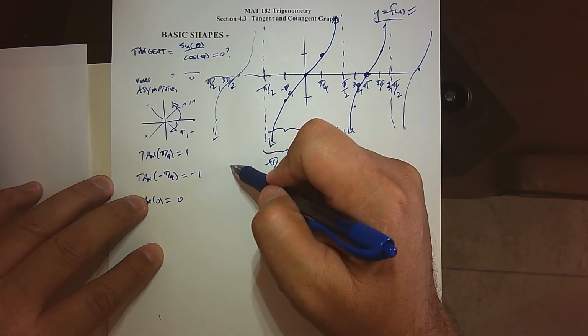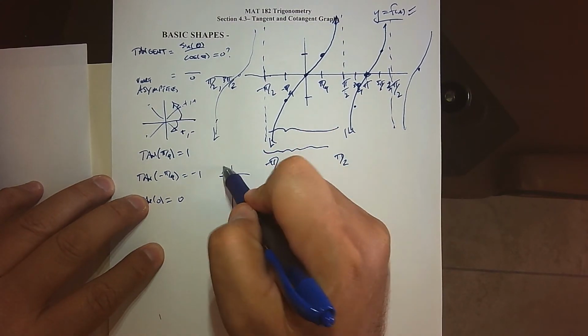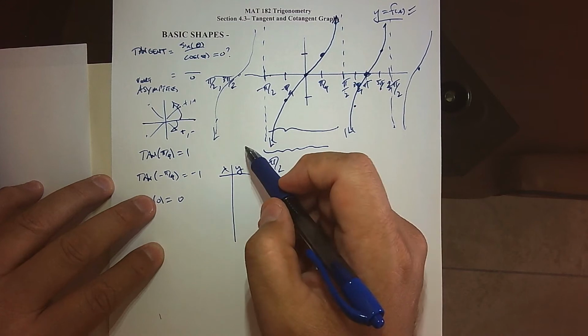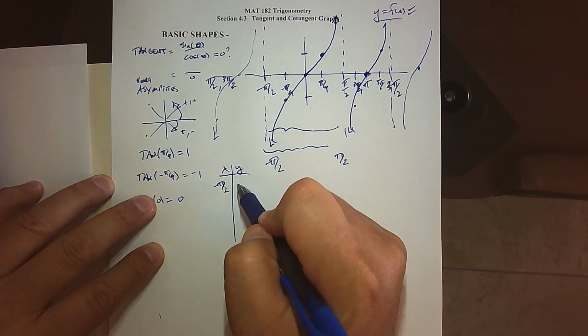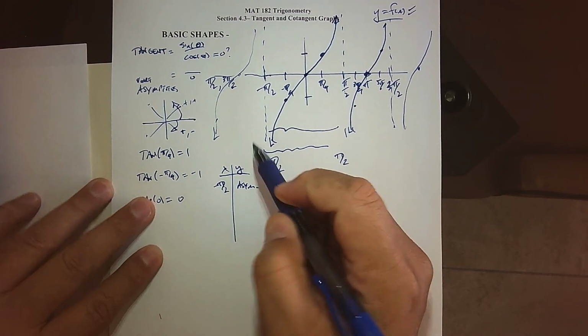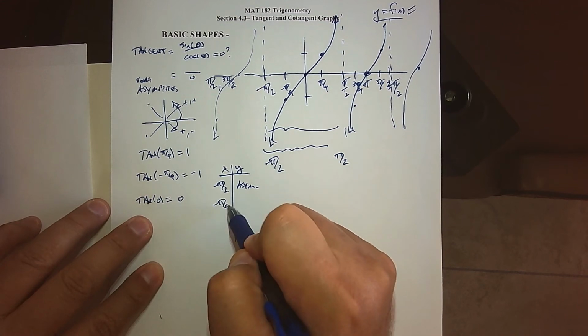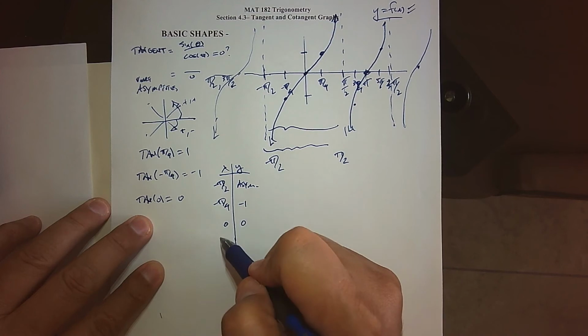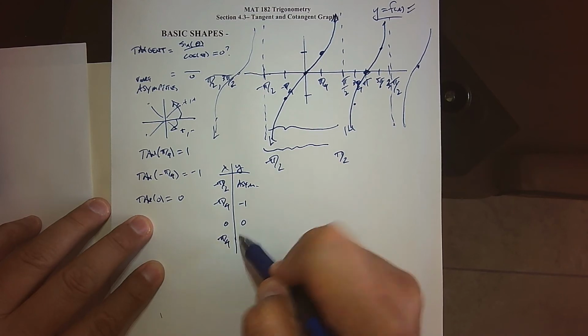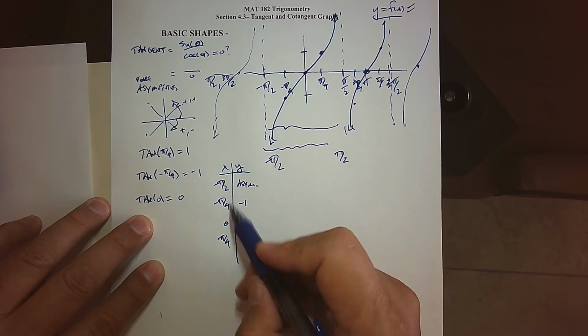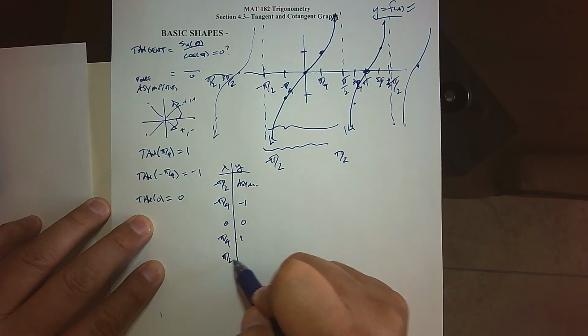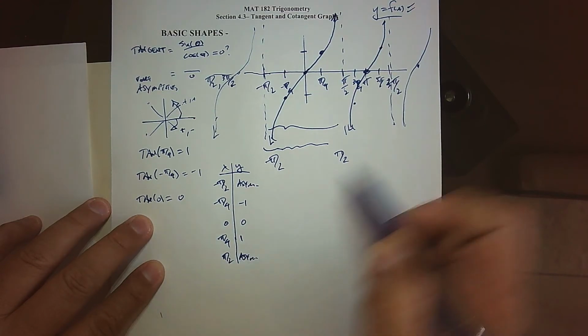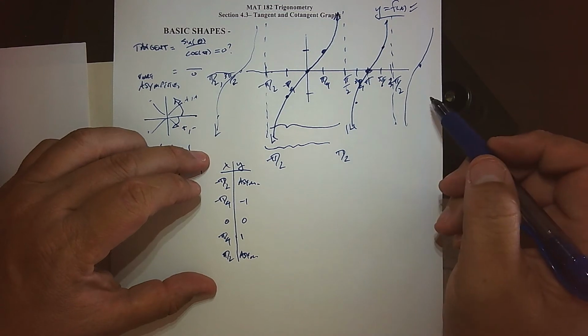In terms of points that we're going to manipulate when we start doing some transformations, we know at negative pi over 2 we have an asymptote, right? At negative pi over 4 we're equal to negative 1. At 0 we're 0. At pi over 4 we're equal to positive 1. And at pi over 2 we're back at an asymptote. And so those are basically the points we're going to manipulate.